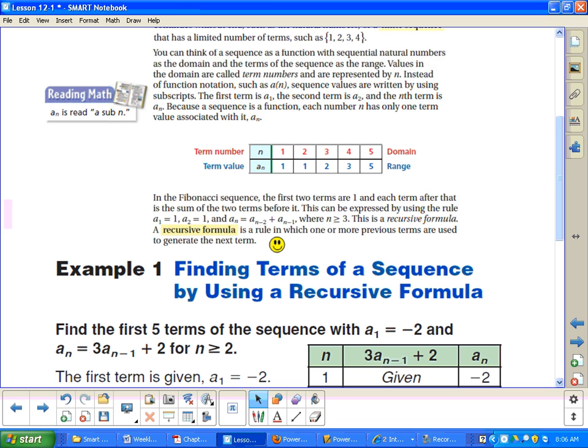So for instance, if I was trying to find this term here, I would take the term just before it, which would be a sub n minus 1, and then the two terms before it, which would be a sub n minus 2. So n minus 1 refers to the term just before it, n minus 2 refers to two terms before it. And this is what we call a recursive formula. In a recursive formula, we're going to use the previous answers to get the next answer.